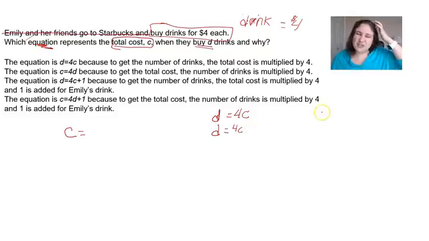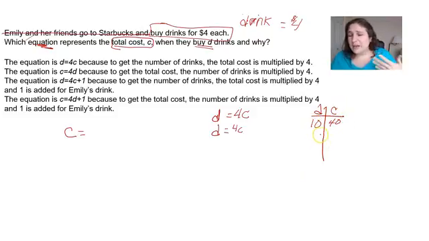Well, let's do some just reasoning in our head, okay? Let's say that they got 10 drinks, so we know the total cost would have to be $40, okay? If you want to do 5 drinks and have it be $20, that's fine too, but I like to make it with 10s because 10s are easier to multiply. So let's see if it makes sense.